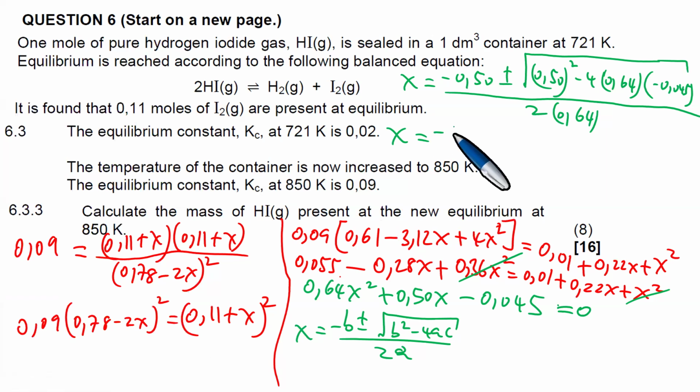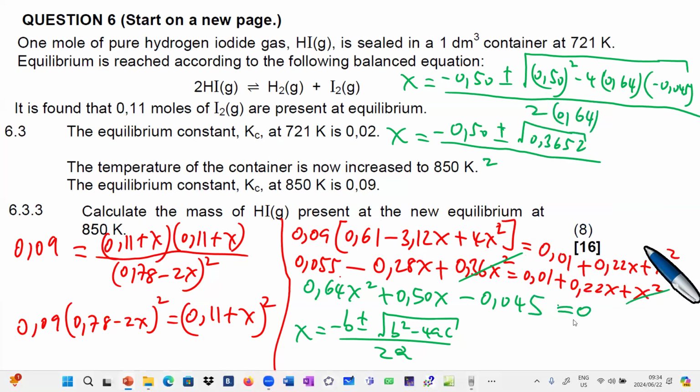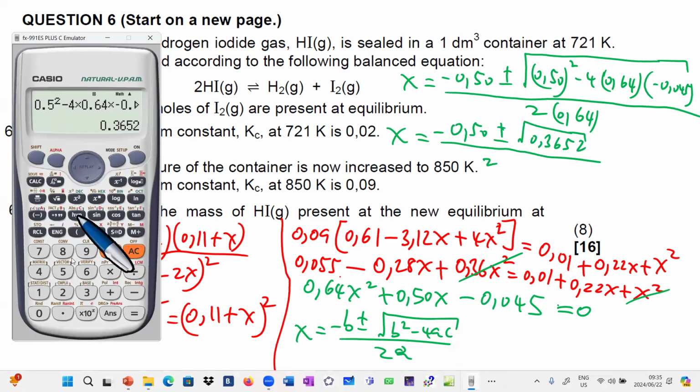Okay. 0.3652 square root, divided by that one, which would be 2 times 0.64. Okay, we're going to finish this calculation. You don't need a lot of writing here, ordinarily. So 0.3652, and then you take the square root of the answer, which would be 0.604.